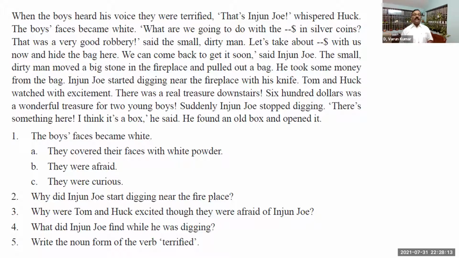What did Injun Joe find while he was digging? He found some more treasure. A bag of gold coins. A box of gold coins. So he found real treasure when he was digging at the fireplace. So what is the noun form of the verb terrified? Terrified. It is the verb. And what is the noun form? Terror. So terror is the noun form of the verb terrified. So we have seen question number 6 and 7, a reading comprehension passage from unseen. Another one is from the non-detailed text.